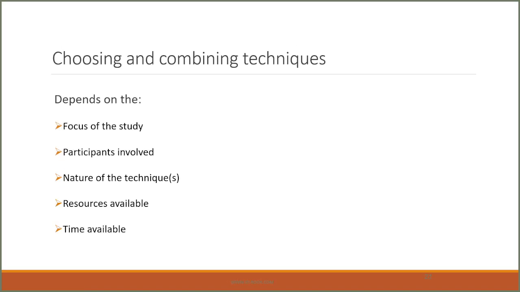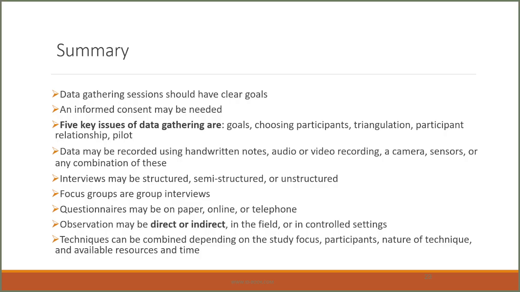So choosing and combining different techniques depends on the focus of the study, the goals that you have, and what participants are involved. Imagine for your technical observations, you're going to use adult participants, and after you fix all of those technical issues, now you are going to test it with kids. Your interview is going to be completely different because you're involving different groups. It also depends on what techniques you're going to use, what resources are available to you, and the time available.